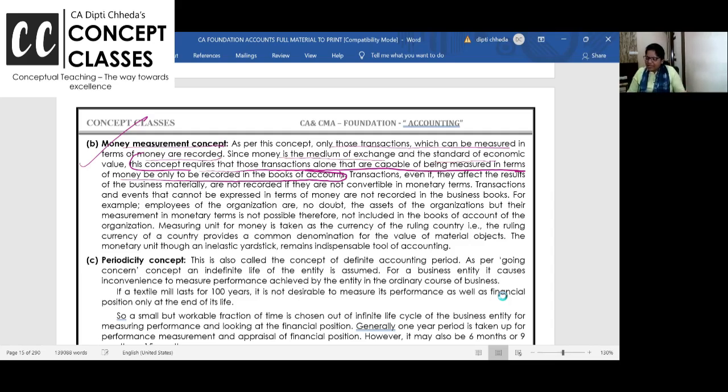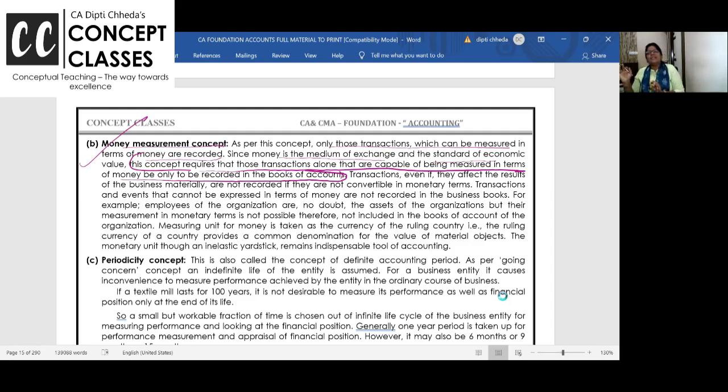Transactions, even if they affect the result of business materially, are not recorded if they are not convertible into money terms. I'm telling you, I have an employed worker whom I'm paying 10,000 per month. But he's more smart and he's working so diligently and such a super that because of him, I'm earning 35,000. Yeah, because of that worker, of course, it's my brand and all, but still. So now, can I put all this in money terms?